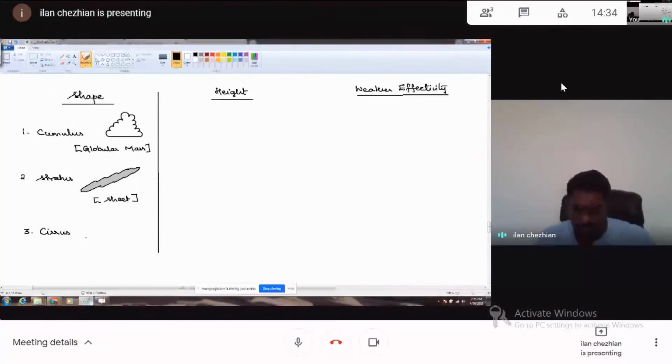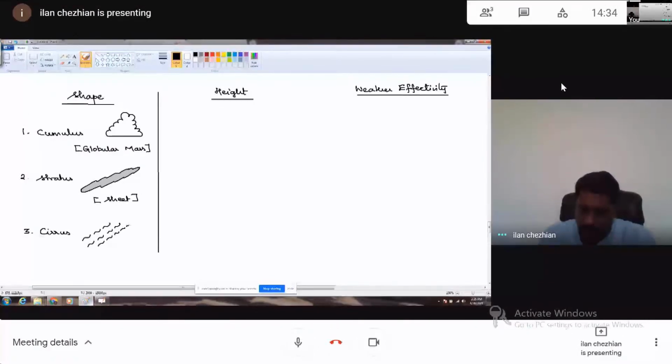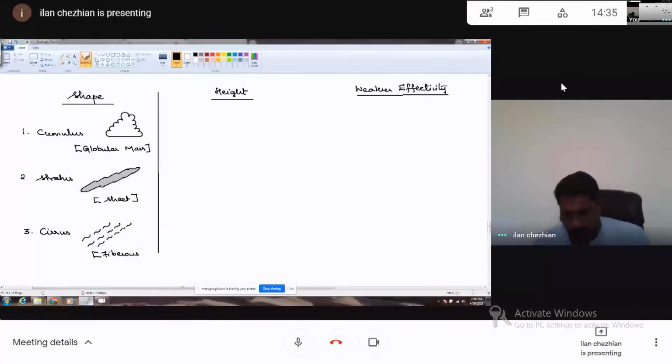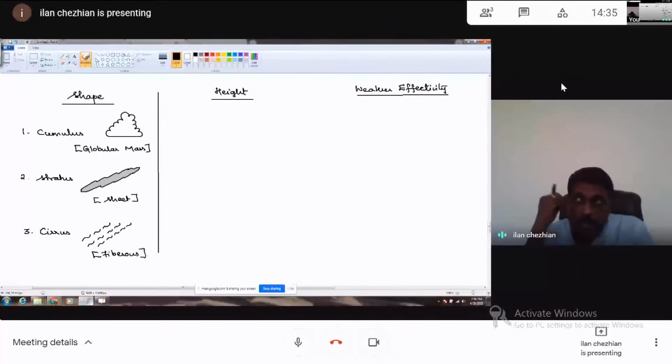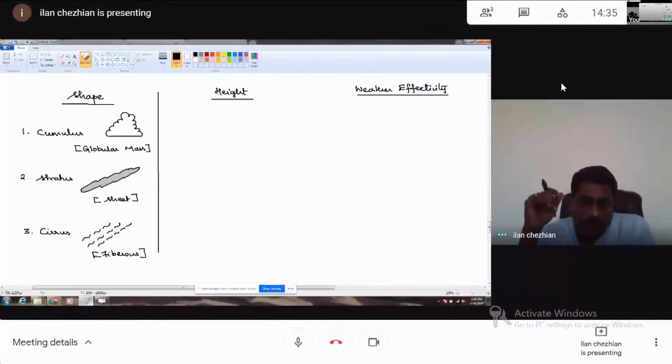We call them as what? Cirrus cloud. See, cirrus cloud is a very thin, fibrous cloud, my friend. You call them as what? Cirrus cloud. So these are the three types of cloud based on shape.